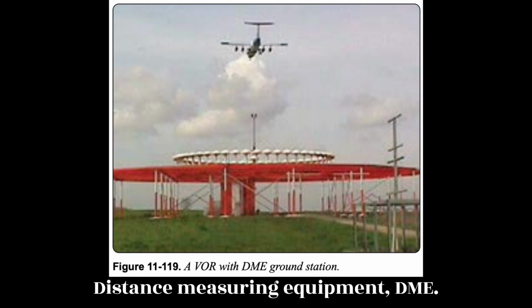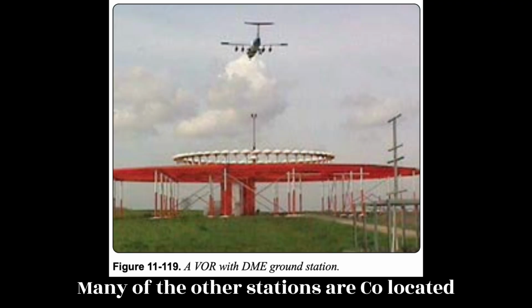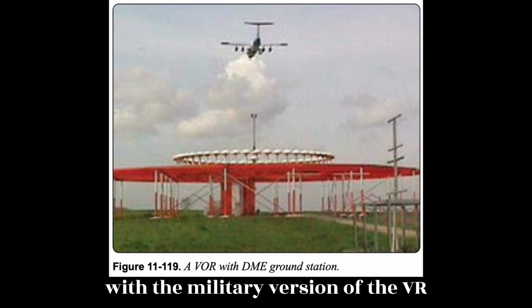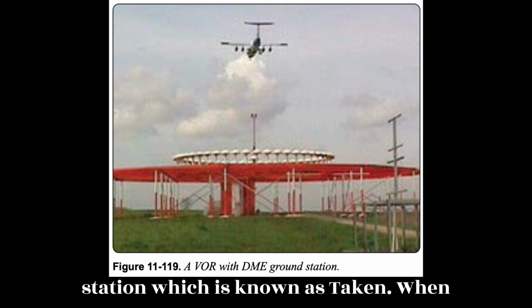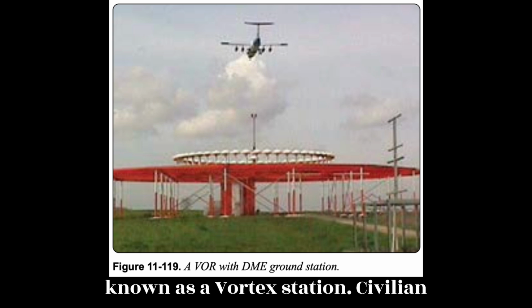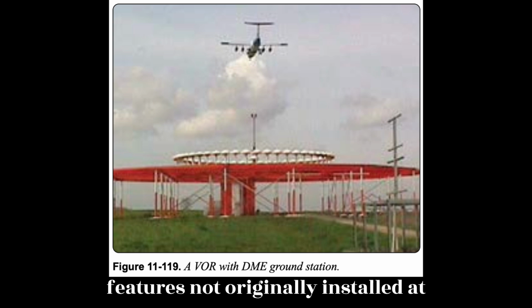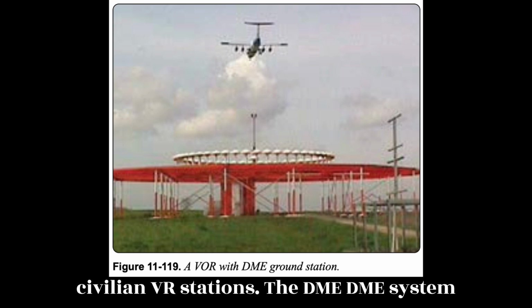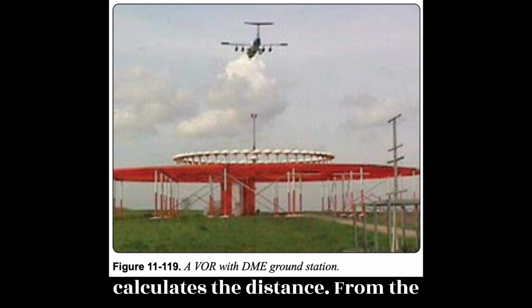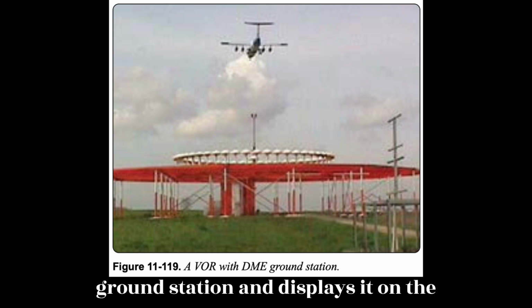Distance Measuring Equipment, DME. Many VOR stations are co-located with the military version of the VOR station, which is known as TACAN. When this occurs, the navigation station is known as a VORTAC station. Civilian aircraft make use of one of the TACAN features not originally installed at civilian VOR stations, a DME. A DME system calculates the distance from the aircraft to the DME unit at the VORTAC ground station and displays it on the flight deck.